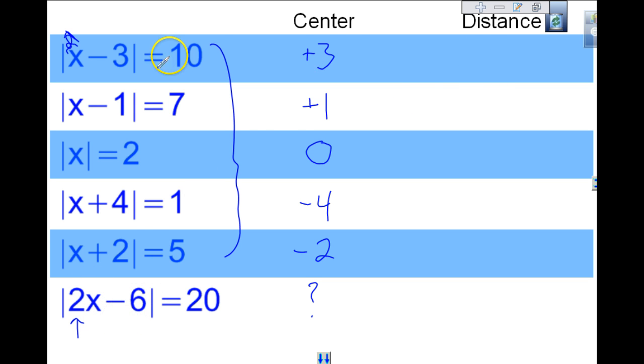Of course, the distance for all these will be the same: 10, 7, 2, 1, 5. And again, today we're looking at this. It's not 20. And just to prove that, if we did do this, 6 and we went up 20, that'd be 26. So if you plug in 26 into here, 2 times 26 is 52. 52 minus 6 is going to be 46. And absolute value 46 is not 20. So I know that doesn't work. Like work really fast to figure out that it's just not the same stuff.